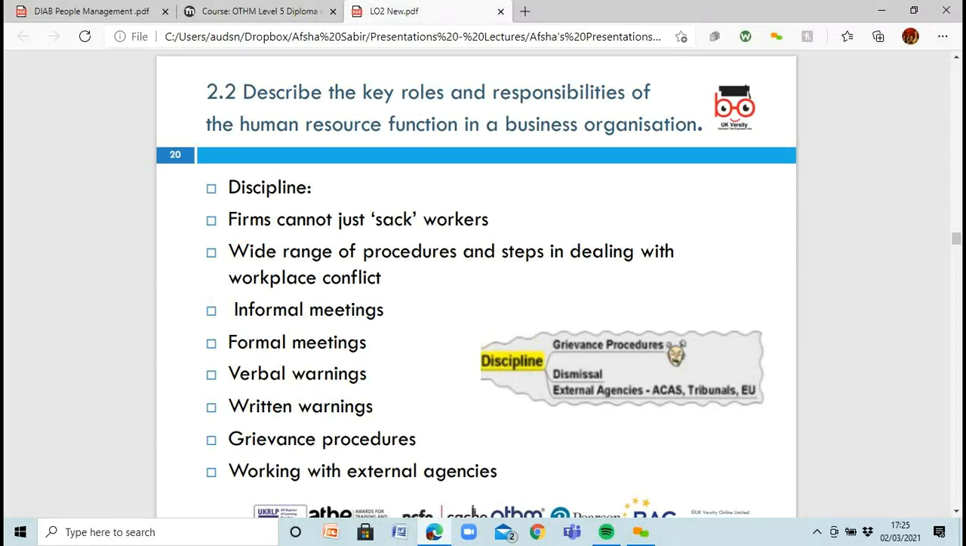So there's informal meetings, formal meetings, verbal warnings, written warnings. You'll follow the grievance procedures, and then if nothing works, you're going to be working with external agencies. So you might be part of a union, or you might get hold of some legal representation.